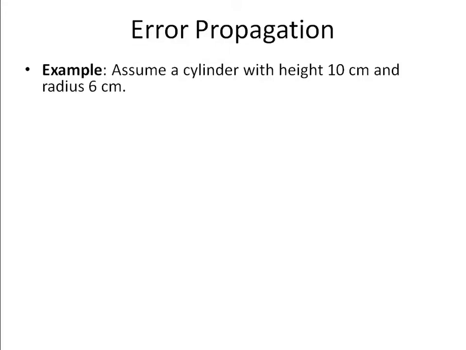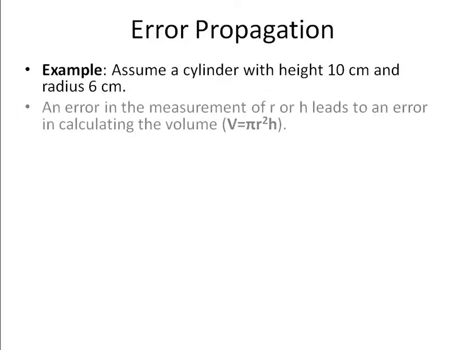So we'll use an example here. We'll assume a cylinder with a height of 10 centimeters and a radius of 6 centimeters, and we'll use this to see how measurement errors can propagate through a calculation, in this case the volume, for example. Like I mentioned, an error in the measurement of the radius or the height will lead to an error in calculating the volume, because the volume is dependent upon those two inputs.